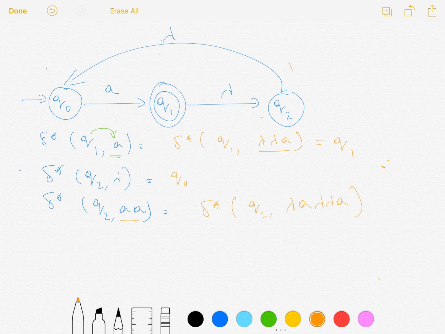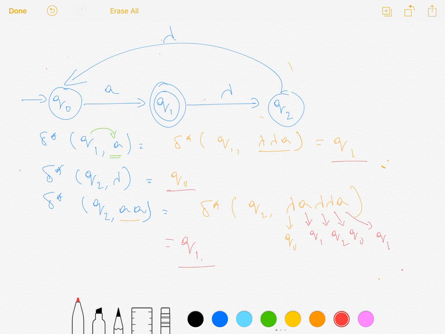Now, at Q2 if it gets a lambda, it first reaches Q0, right, and at Q0 if it takes an A, it reaches Q1, and at Q1 if it takes a lambda, it reaches Q2, and at Q2 if it takes another lambda, it reaches Q0, and at Q0 if it takes an A, it reaches Q1. Means ultimately delta star Q1 Q2 A must be Q1. So, these 3 should be the answer.